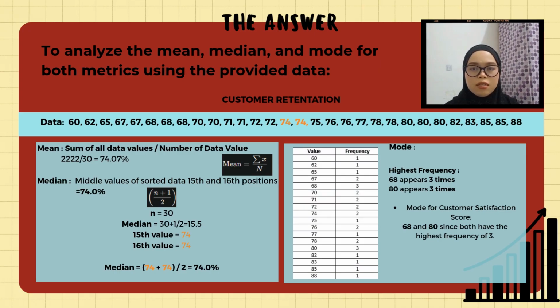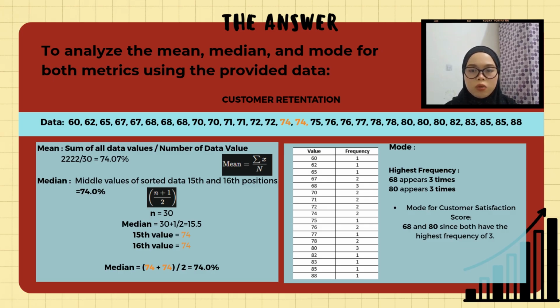Okay, next is the data for customer retention. For this part, you have to do the same things. You have to analyze the mean, median and mode using the provided data. Here is the listed data from customer retention, which is from 60 to 88. When you have listed all the data, next you have to find the mean. The formula of the mean is still the same: you sum up all the data values and then divide by the number of data values.